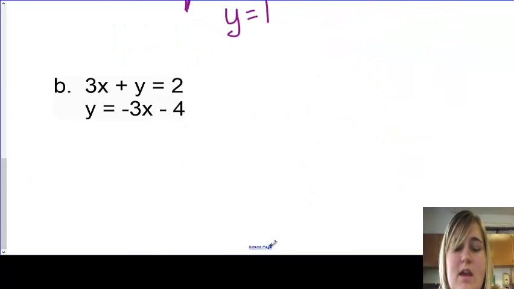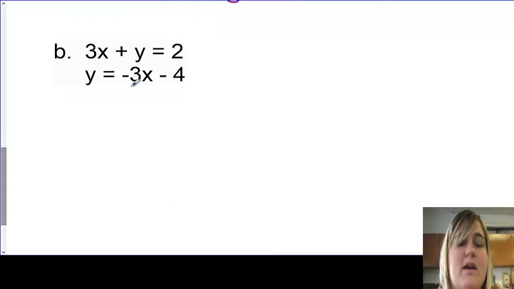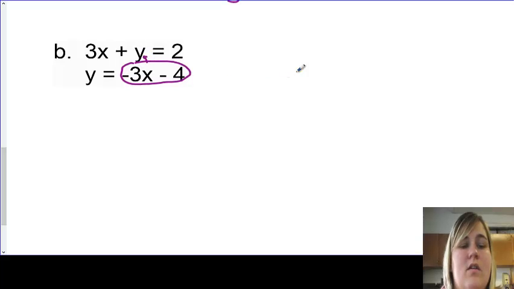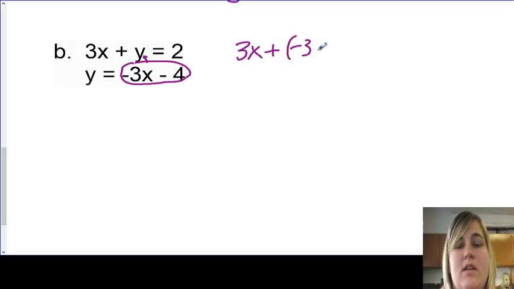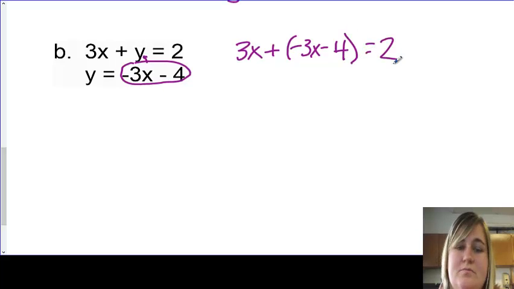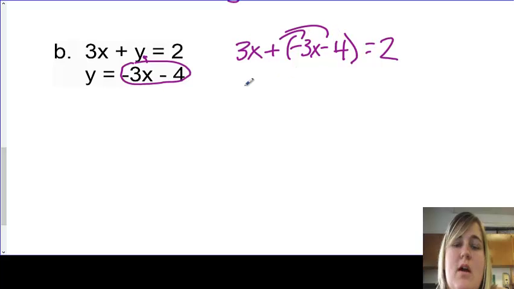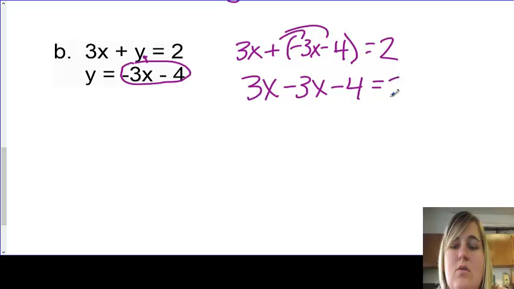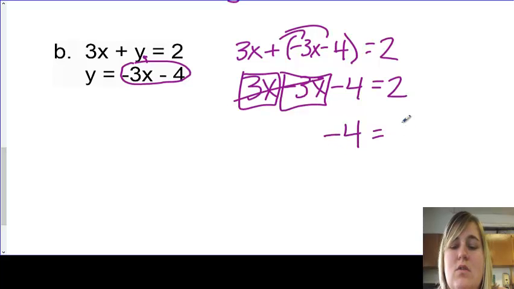On the next one, we're going to do the same thing. They've already got an equation with y by itself for us. So we're going to take that and plug it in for y here. So I have 3x plus, instead of y, I'm going to put negative 3x minus 4, equals 2. Distribute my positive. I have 3x minus 3x minus 4 equals 2. Combine like terms. Those will cancel out, so I get negative 4 is equal to 2.